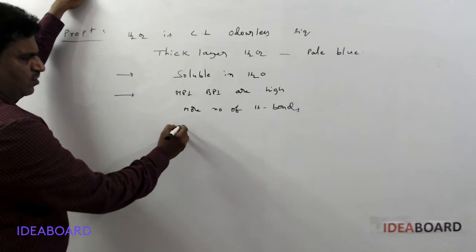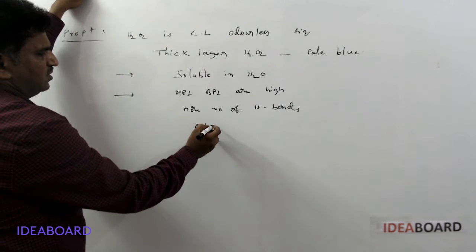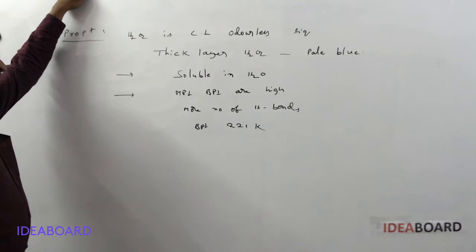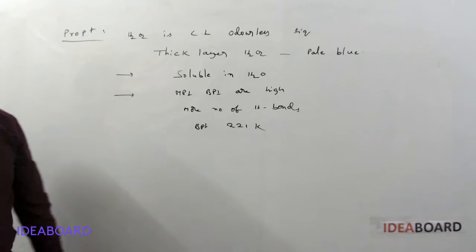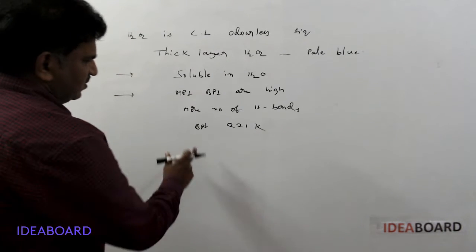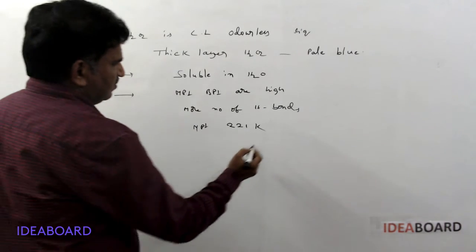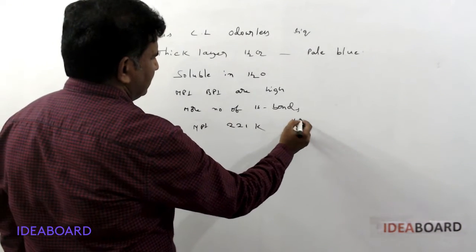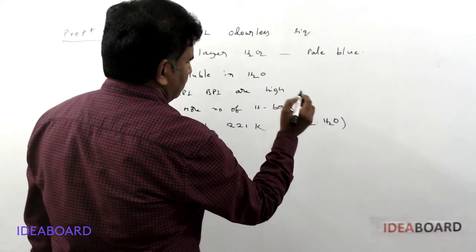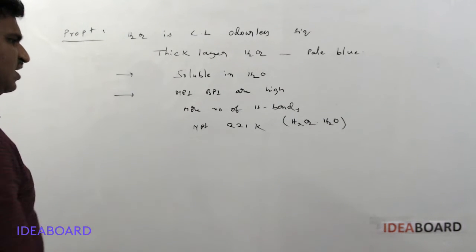Here, suppose we are taking the hydrogen peroxide boiling point, then it is 221 Kelvin. Sorry, this is not the boiling point, it is the melting point, because hydrogen peroxide forms a hydrate, H2O2·H2O, and this hydrogen peroxide hydrate melting point is 221 Kelvin.